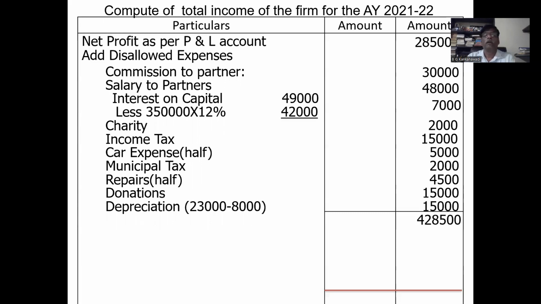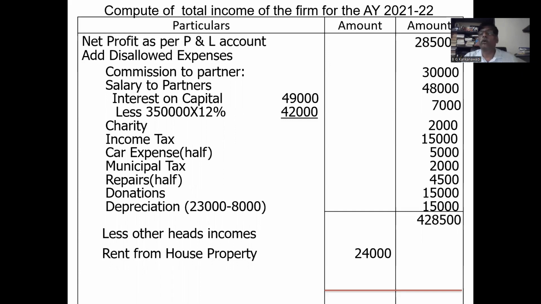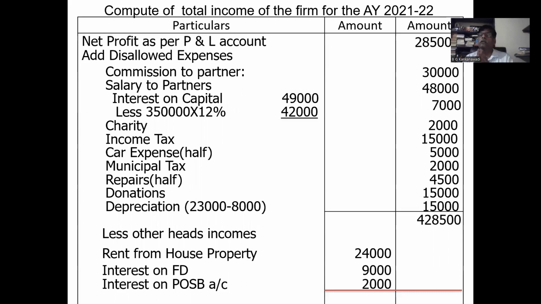4,28,500. Then less other head incomes. You deduct the other head incomes. Other head incomes are house property 24,000, interest on FD 9,000, post office SB interest 2,000. If you deduct these total three, I think it is 35,000. You deduct the 35,000, whatever remains, that is the book profit. So book profit is 3,93,500.